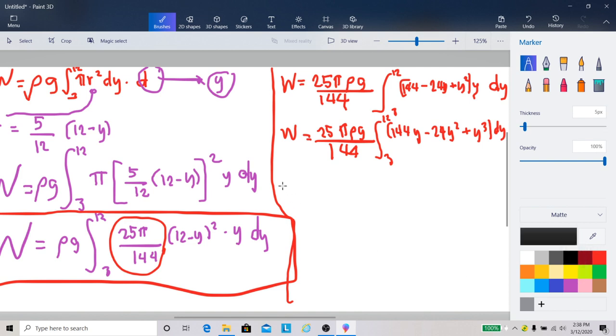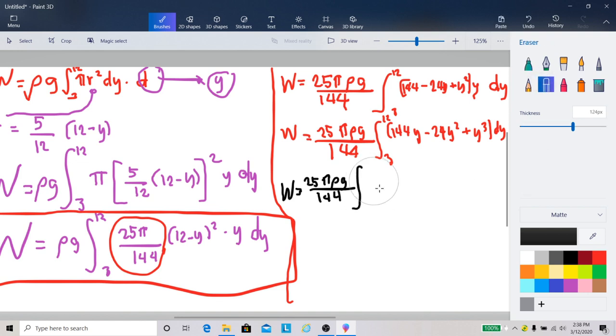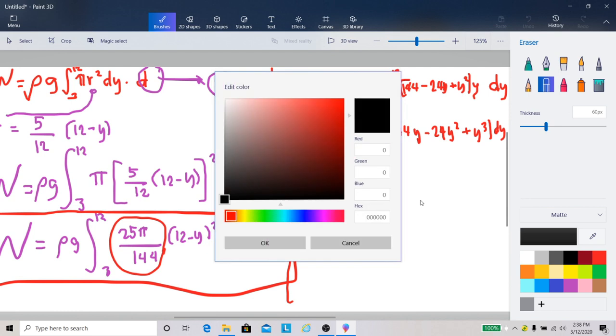Let us now integrate. W is equal to this whole thing here, 25 pi rho g over 144, and this will be, we are now integrating, so let us get rid of this integral sign now. We are now integrating.